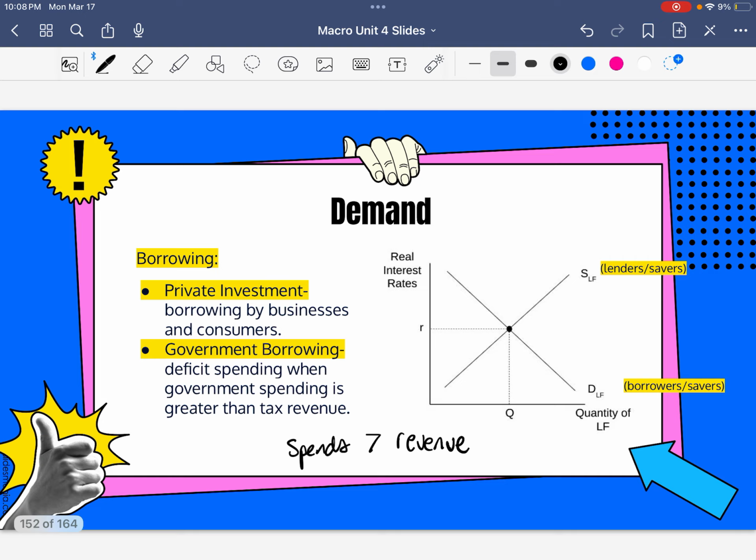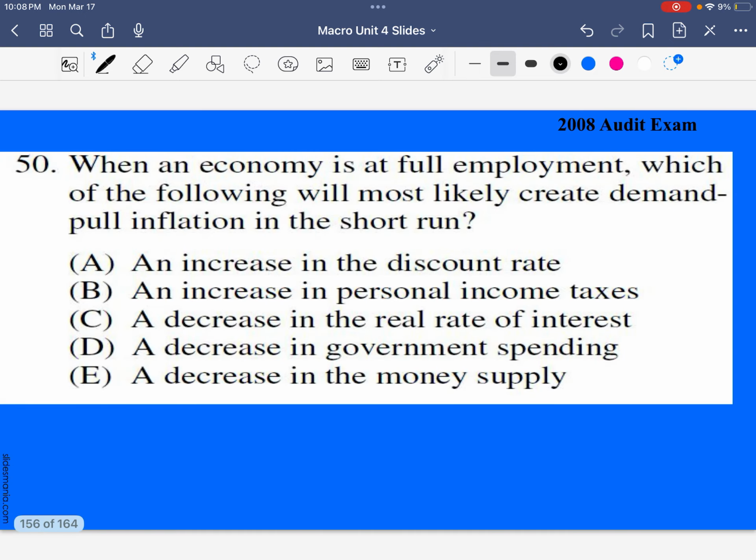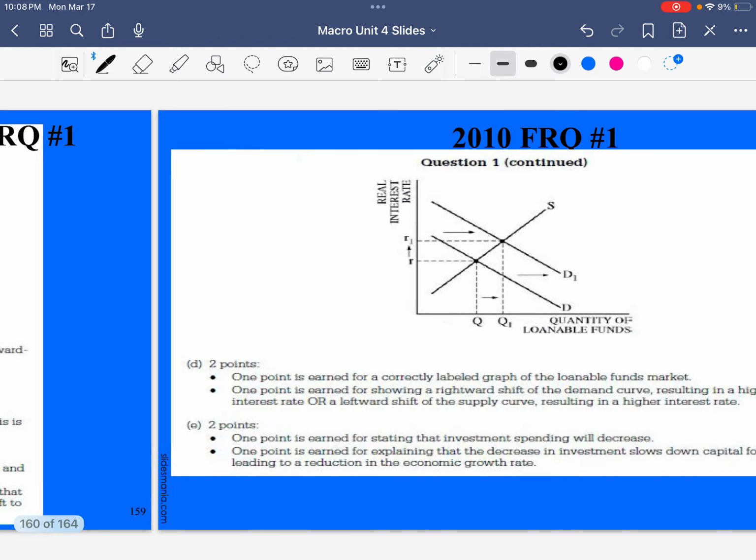I think I have one. Oh my gosh, who am I? I think I have one more.